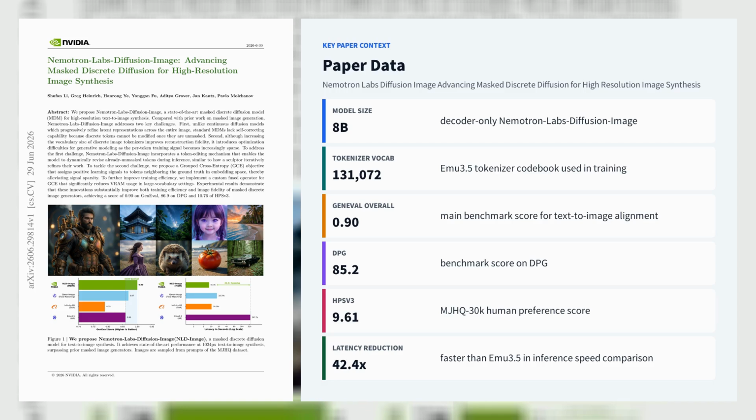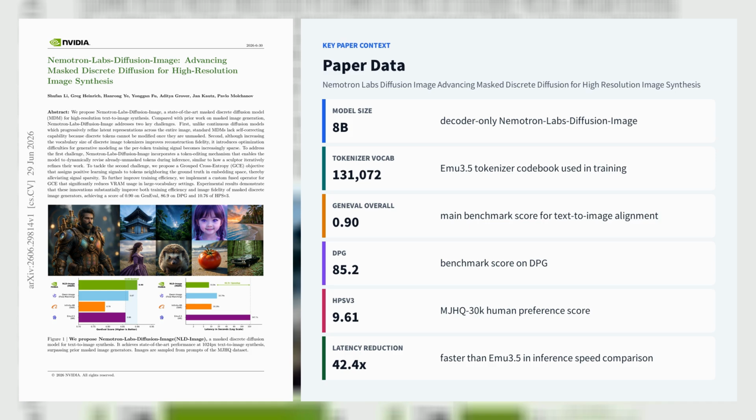Let's explore the third paper, Nemotron Labs Diffusion Image: Advancing Masked Discrete Diffusion for High-Resolution Image Synthesis. NVIDIA's Nemotron Labs Diffusion Image advances masked discrete diffusion for 1024 pixel text-to-image synthesis by fixing two core failures in standard MDMs: irreversible token commitments and sparse supervision from very large codebooks. The model uses an 8-bit decoder-only transformer initialized from Nemotron Labs Diffusion and a 131,072 code Emu3.5 tokenizer, then adds token editing, so already unmasked tokens can be revised during inference when confidence exceeds 0.6.